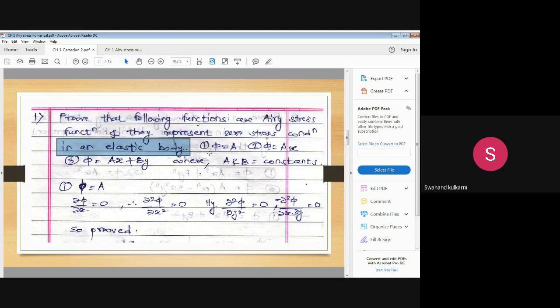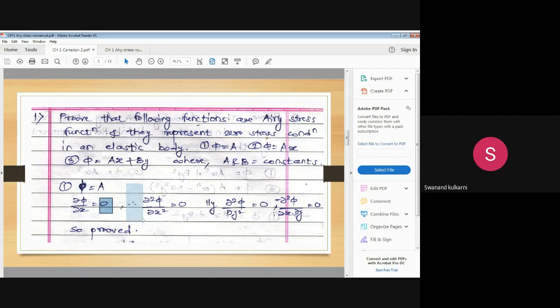Is it okay? So first is phi is equal to a, second one is phi is equal to ax, and third one phi is equal to ax plus by. Is it okay? Where a and b represent the constants. So with usual notations and with the usual definition which we have carried for this Airy stress function, now let us first of all consider phi is equal to a. Then ∂phi/∂x is definitely equal to 0 because a is constant, and that's why differentiation of a with respect to x is going to become 0.